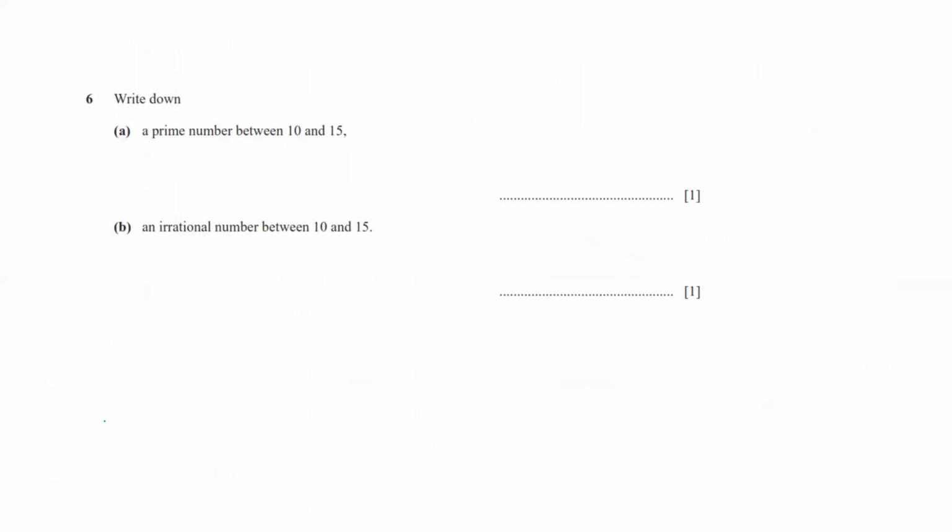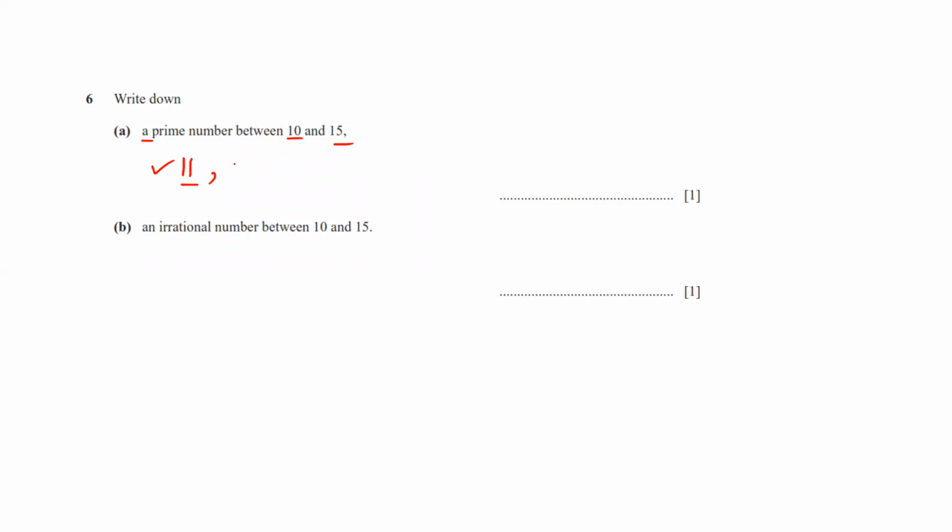Next, question number 6, it says write down a prime number between 10 and 50. Okay, so what are prime numbers? Prime numbers are numbers which can only be factorized by 1 and themselves. So 10 has a lot of factors, 2, 5. 11, yes, 11 is a prime number. It is divisible only by 1 and 11.